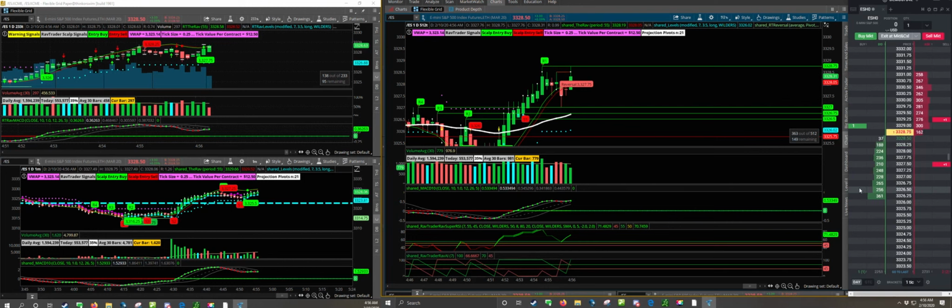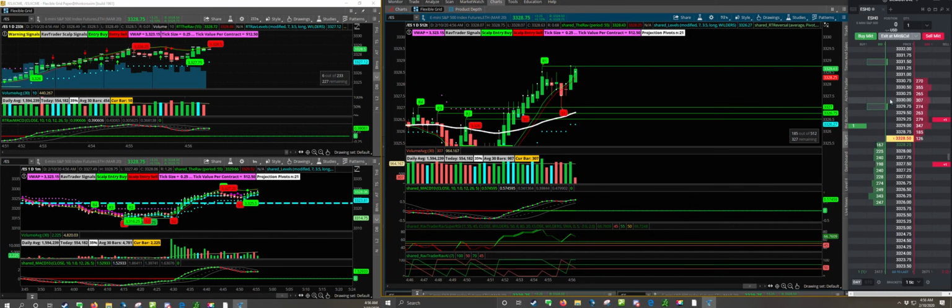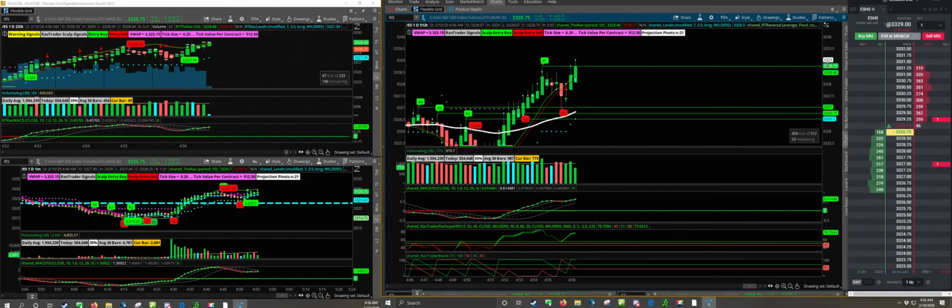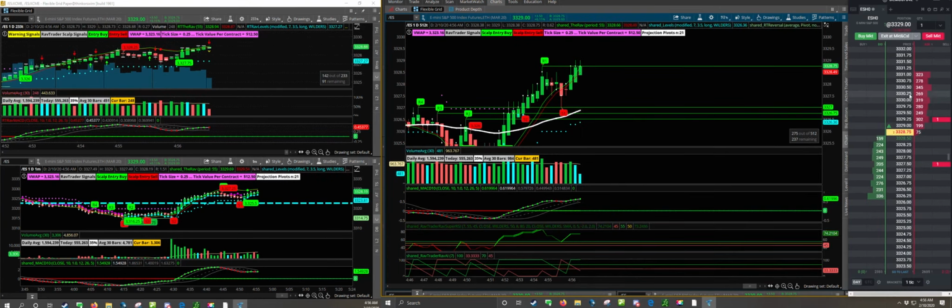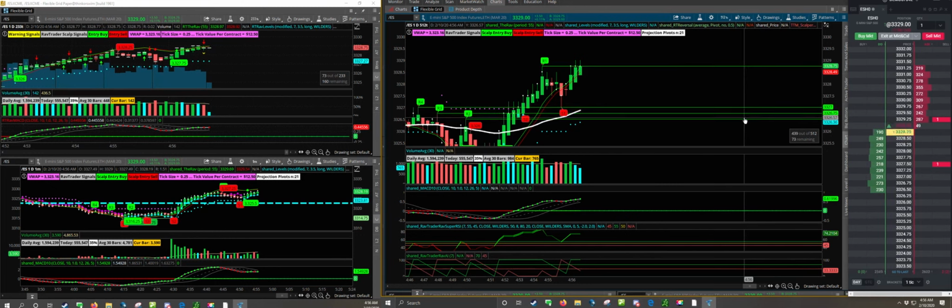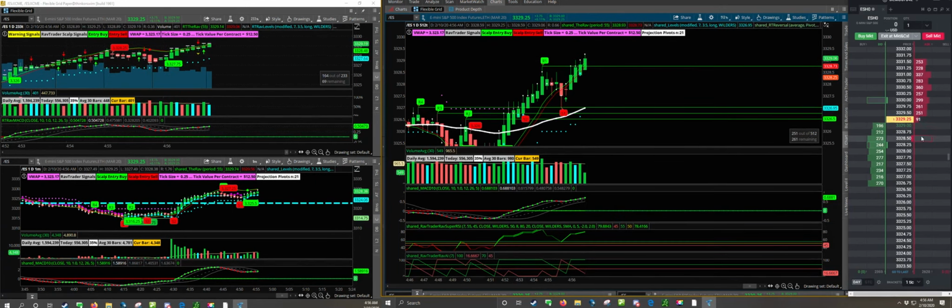Big level two at 30. All signals are in favor of the long. Possibly might go long. We've got big level two at 30, big level two at 31. Let's see what else we've got. The 29 long had triggered.